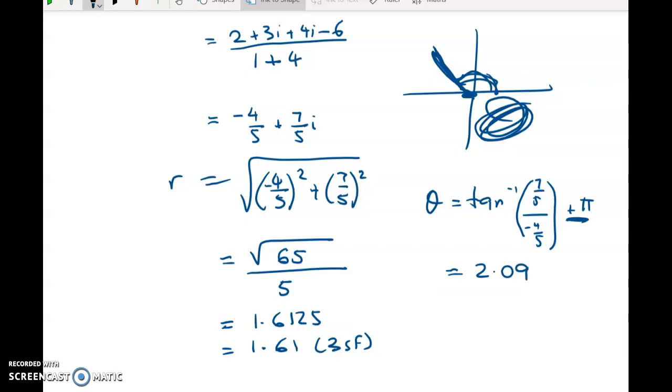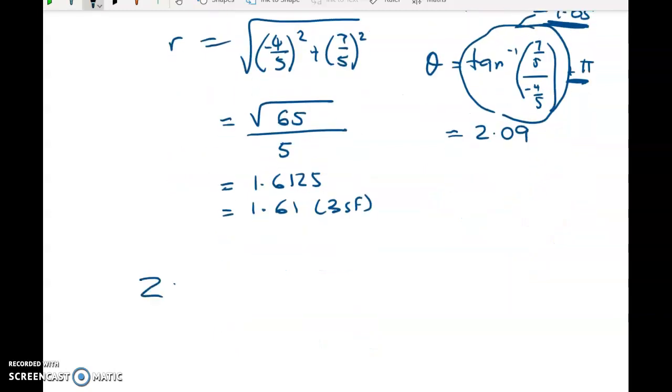2.09 radians. Okay, so the number that you'll get out of your calculator if you just do this bit, I think is about negative 60 degrees, so it's negative 1.05. And they've commented in the examiner report that lots of students made that mistake. So don't let that be you. Just draw a graph and everything will be fine. So my final answer now is that z is equal to 1.61 e to the 2.09i. That's writing in exponential form. Remember, we could write it in polar form as well, but we're not asked for that.